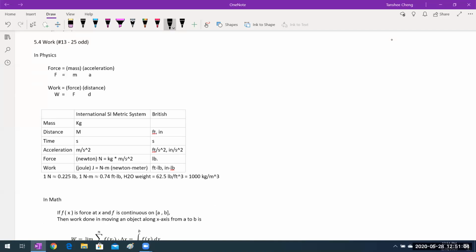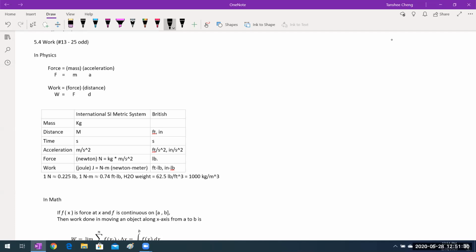So 5.4, work, right? For some of us who haven't taken physics yet, I'm going to give you a little bit of background on the physics. Then what we mainly want to look into is, from what we learned in this chapter 5, how we're going to look at computing the work of a certain thing from the mathematical point of view.